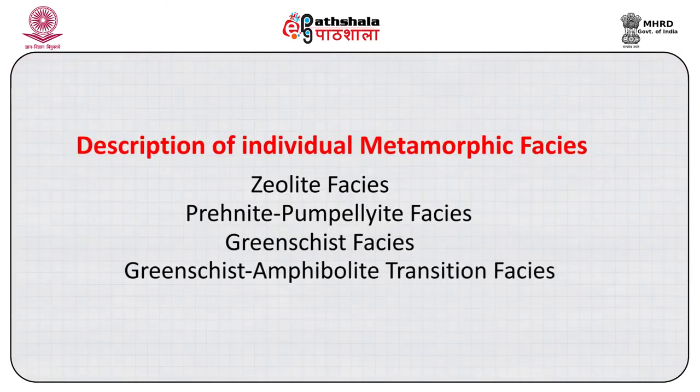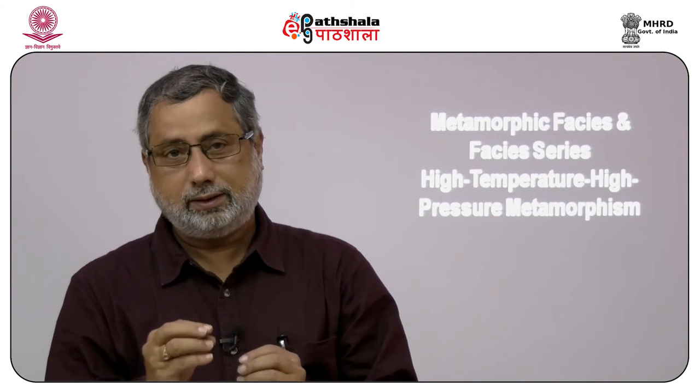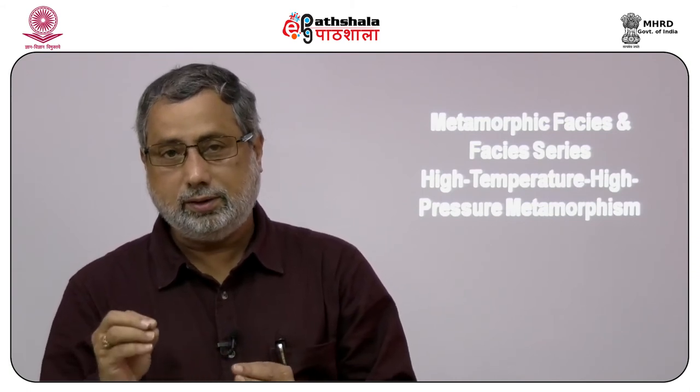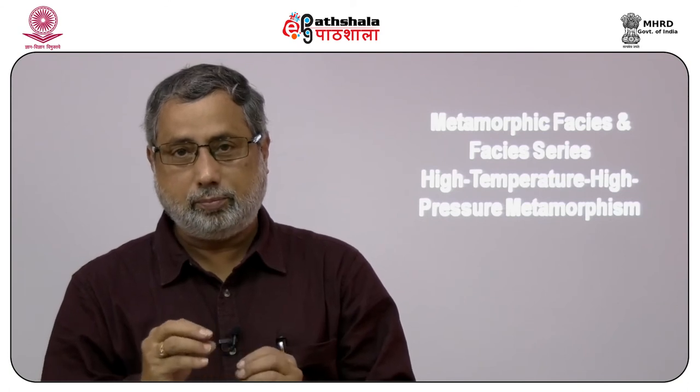Now, the transition from greenschist to amphibolite facies is through a transition zone, and this is not a pure metamorphic facies, it is a subfacies. And in this transition zone, the basic rocks particularly show a drastic change in composition of the plagioclase, where the plagioclase changes from albite to oligoclase. That means anorthite content changes from 3 to 18. This is known as the peristerite jump.